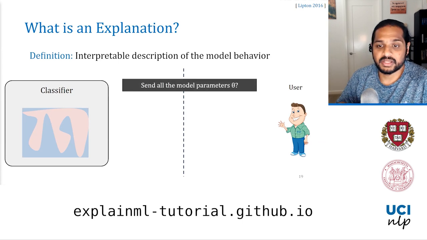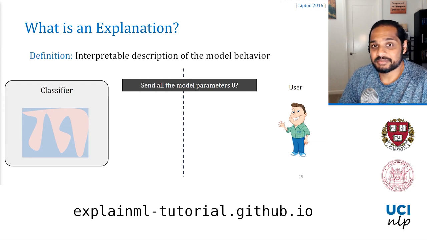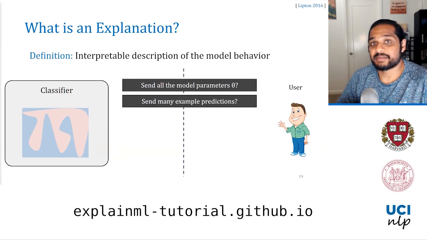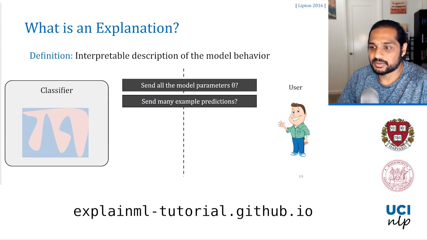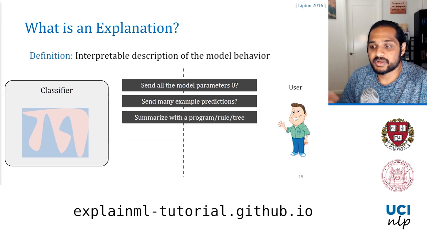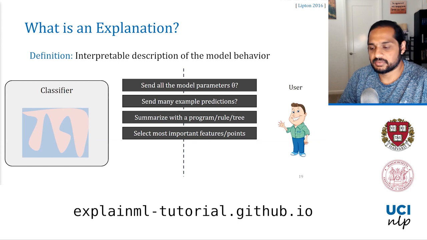So given this definition, there are many, many different things that can fit into this description, right? One thing you can do is say, I'm going to send all my model parameters to the user. And maybe that sometimes makes sense if you can guarantee that they will be understandable, but often not, right? You can also give them examples of lots of predictions. And that's also, in a sense, an explanation. Is that the most effective explanation of what the model is doing? Maybe, maybe not. But it might be the most faithful one. You can summarize it with a program or a rule or a tree, and we're going to be seeing some examples of that. You can select most important features, select most important points.